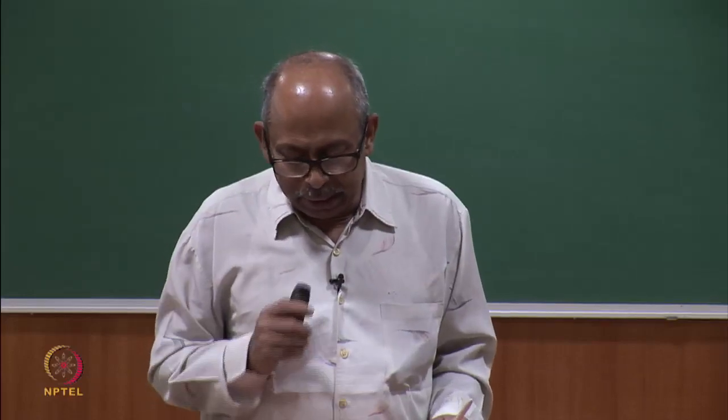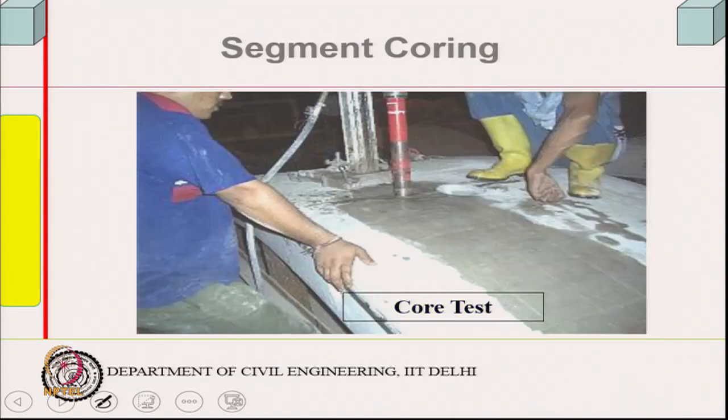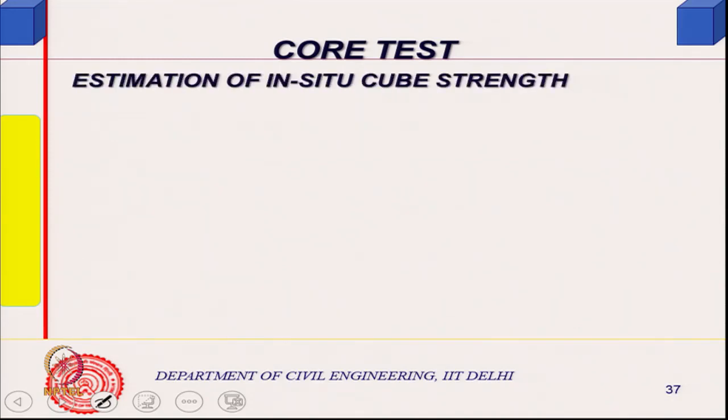Now, you can see this is the drilling machine, the coring is done with a rotary drill, this is the bit, a diamond bit. That is actually drilling, and that is how it is taken out, right. And this is the estimation of in situ strength.